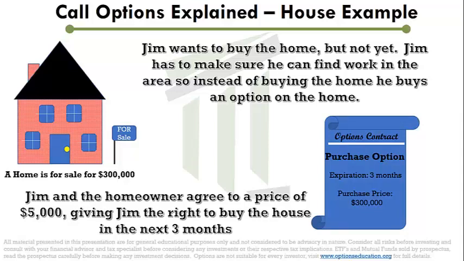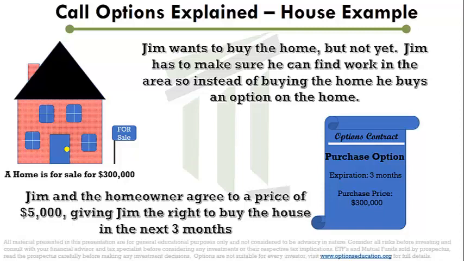So Jim might go to the homeowner and ask the homeowner if he can purchase the home anytime in the next 3 months. Now, the homeowner is certainly going to want to sell the home as quickly as possible, but the homeowner may agree to this deal and sell the option for a price of $5,000. So now they will write a contract, and that contract will have an expiration date. Now, that expiration date is 3 months from today, and they will strike a deal, and the deal that they'll strike is to purchase the house for $300,000.